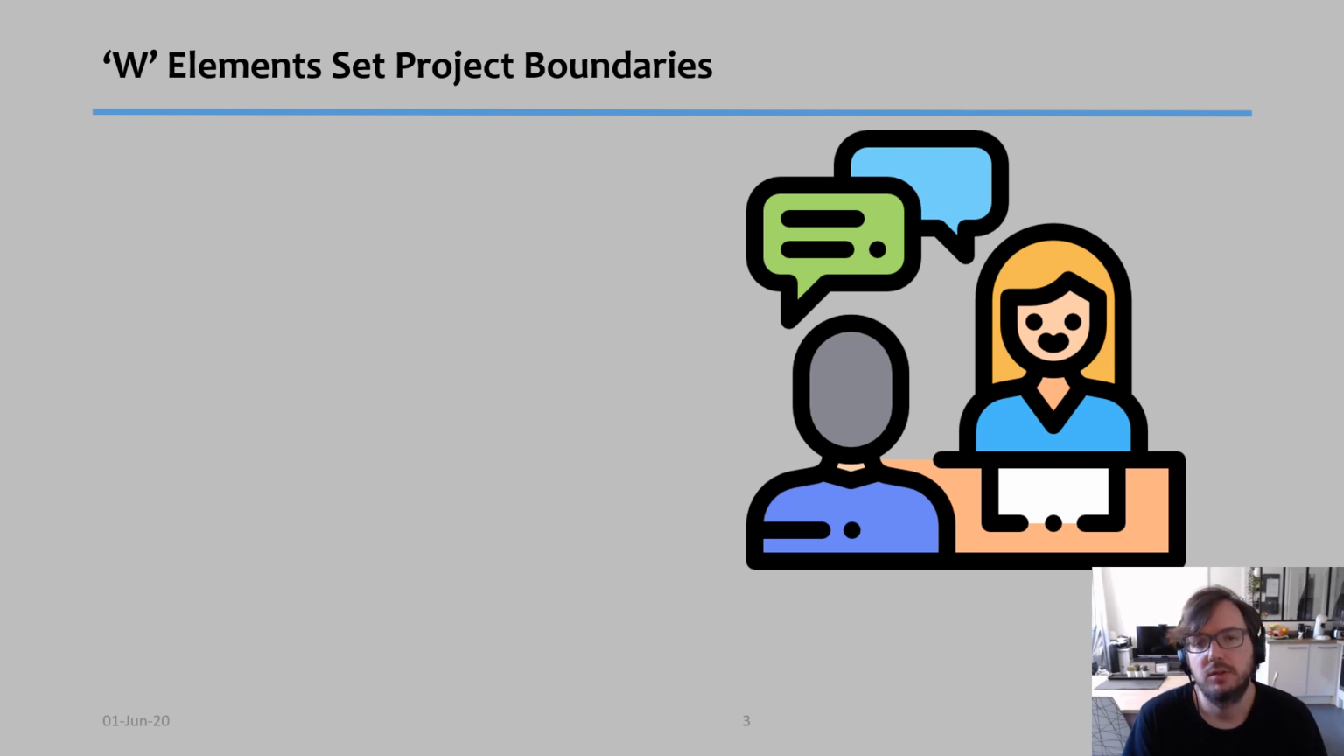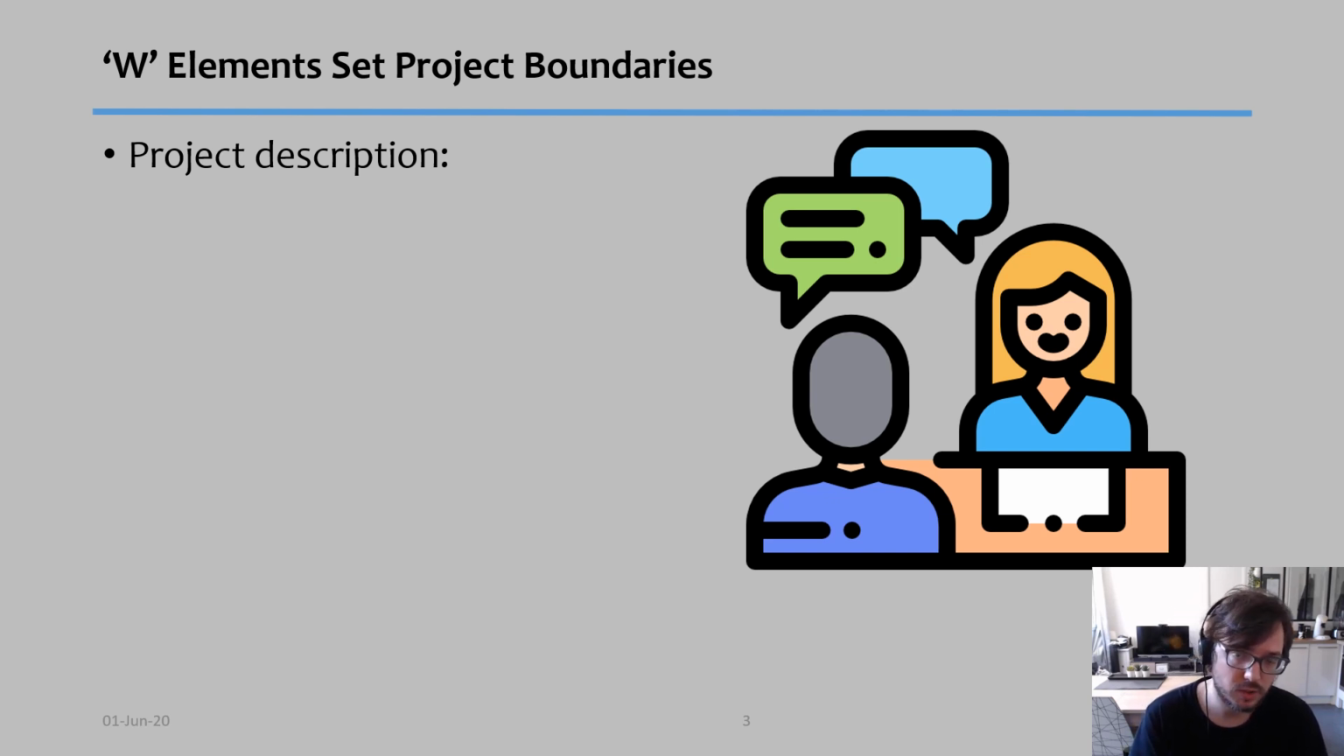Now, in order to define these boundaries, I feel that one of the best ways is to use the W elements and use them to set my boundaries. What is the W elements? It's basically 6 different questions or 6 different categories of questions that I can ask that will help me define each one of the 3 boundaries.